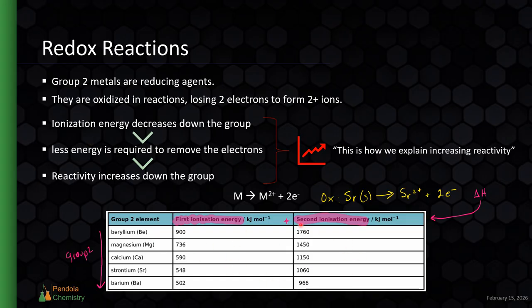You do not need to memorize the individual ionization energies. Don't worry about remembering these numbers, but you do need to remember the pattern that the first and second ionization energy goes down, and then the explanation as to why that happens and how that means that we have an increase in reactivity.